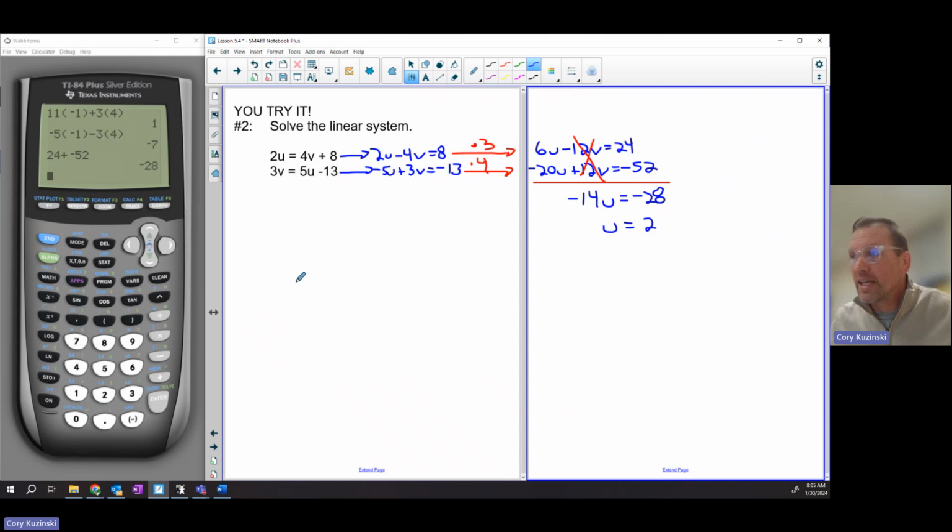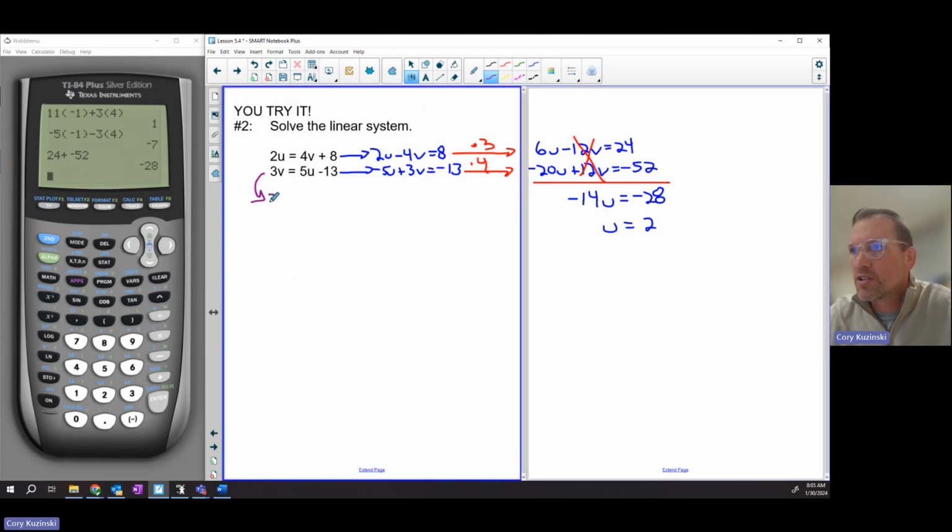All right, now I got to figure out v. I can put this u value in literally anywhere I want. I think I'm going to come over here and put it into this equation. So I'm going to go 3v equals 5 times u minus 13.